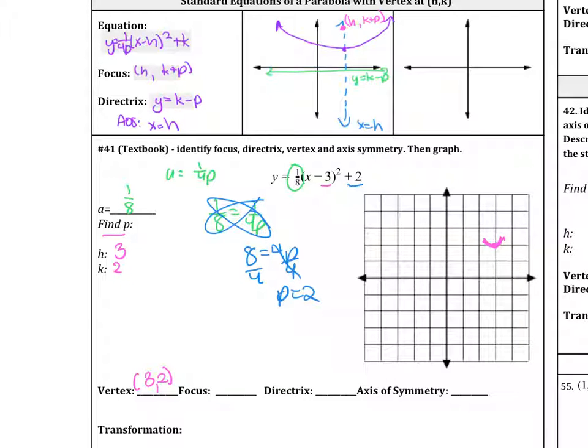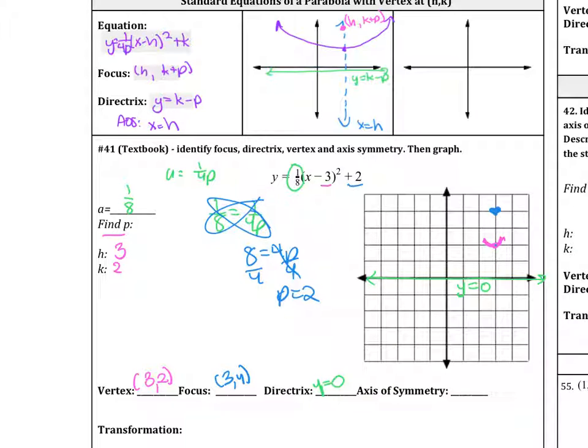So the fastest way to do this is just knowing that p is 2, you move there from the vertex. So the vertex is here, we're just going to move it up 2. So the focus is at (3, 4). Okay, so just count it. The directrix is going to be 2 away from the vertex, but on the opposite side. So it's going to be here. So therefore, the directrix is y equals 0.